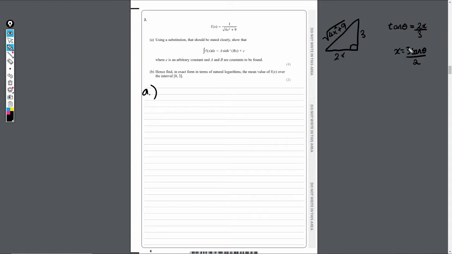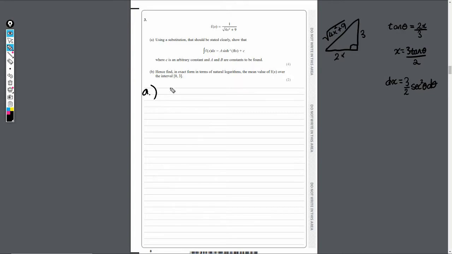And next step, because we're using substitution, let's work out dx as well. So dx, what will dx be? Well, that would just be 3 over 2 sec squared theta d theta. Okay, so we've got all the preliminary information we need for this question. Let's jump into actually substituting this now.